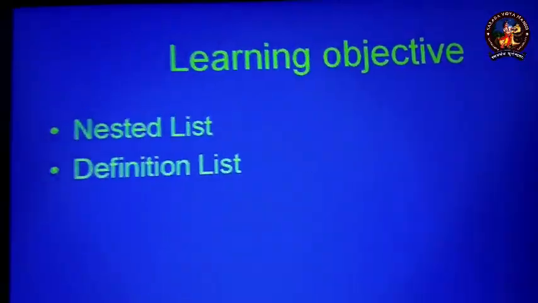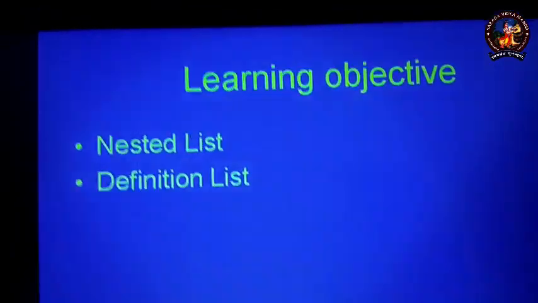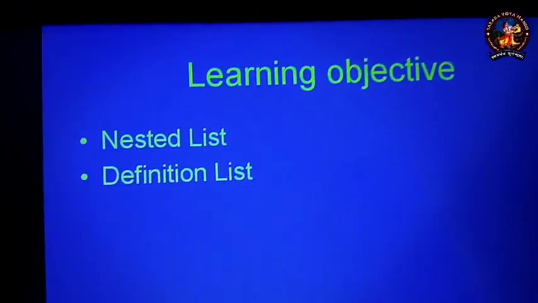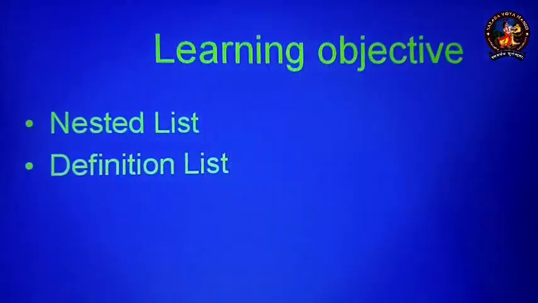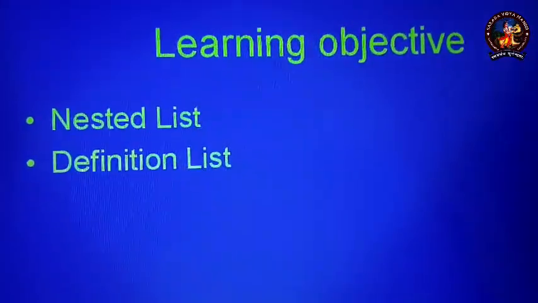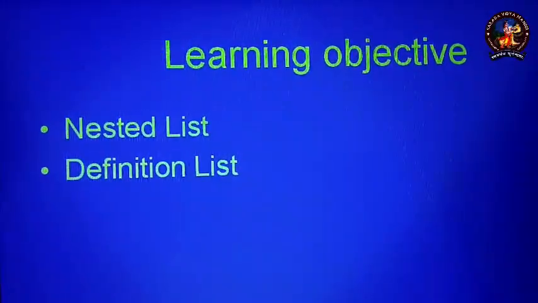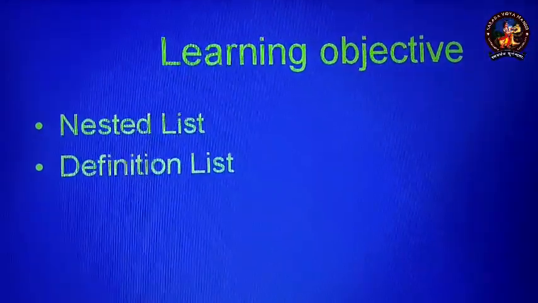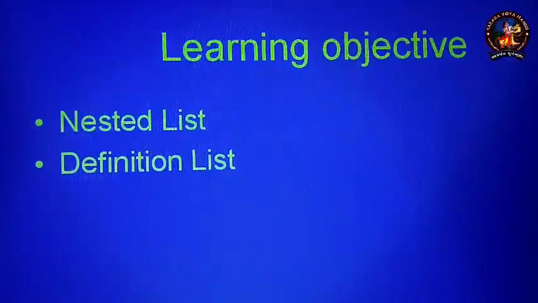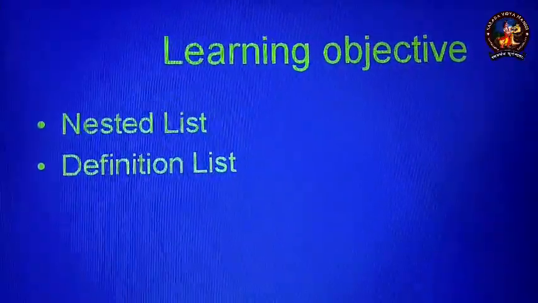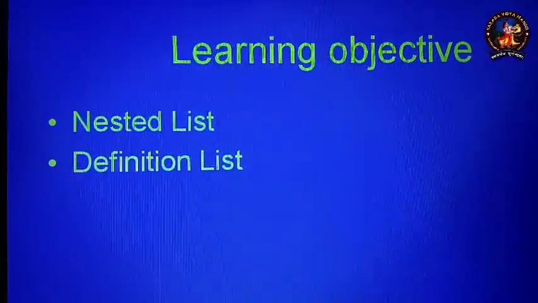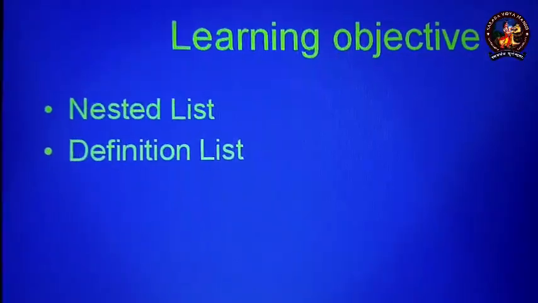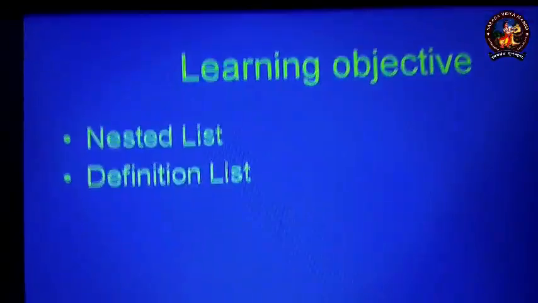What is a nested list? A nested list means one list inside another. Suppose inside an ordered list there can be an unordered list, or inside an ordered list there can be another ordered list. And another one is the definition list. A definition list means one term will be there and its definition will be there. Okay, first we will learn the nested list.